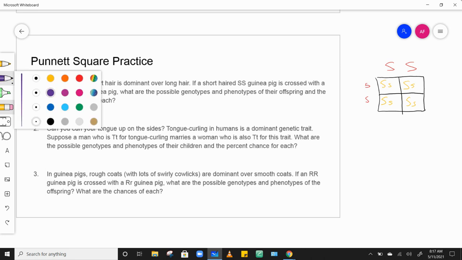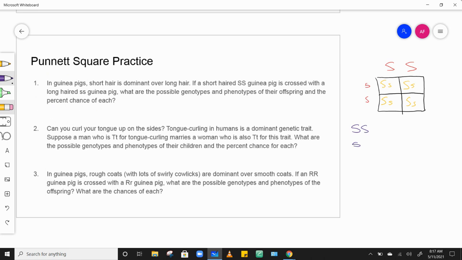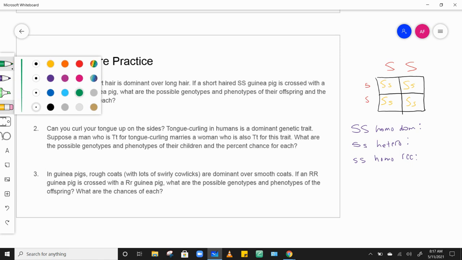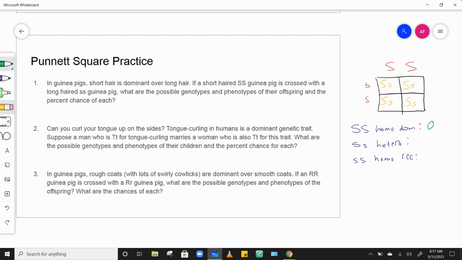in general, if we weren't looking at this, you could have SS, you could have S, S, or you could have S, S. So you could have homo dominant, you could have hetero, and then you could have homo recessive. Now, in this case, we don't have any homo dominant, so 0. In this case, we have 4 out of 4. Could be hetero, and then homo recessive is 0. Okay, so 4 out of 4 would be 100%.